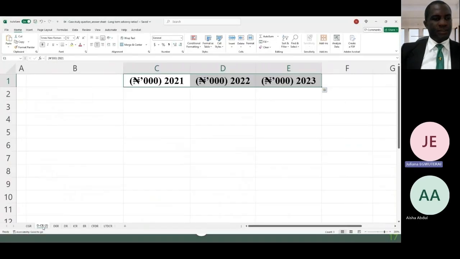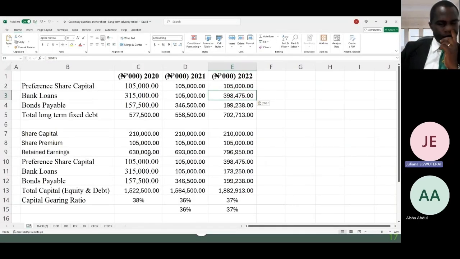Excuse me, sir. This long-term solvency is the same thing as gearing, right? Yes, but no. Long-term solvency looks at leverage. So when you say gearing, it just looks at one ratio, and the gearing is on fixed interest capital.